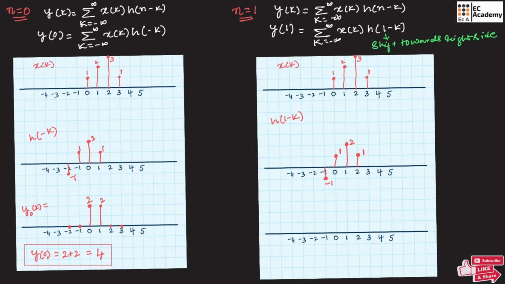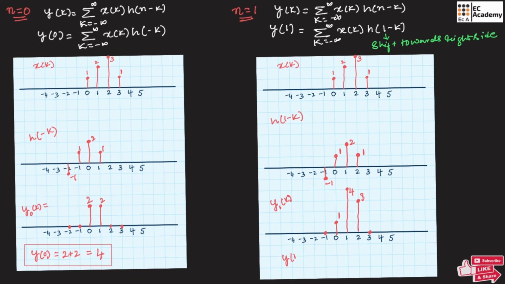Now if we multiply these two, minus 1 into 0 it will be 0. 1 into 1 it will be 1. 2 into 2 it will be 4. 1 into 3 it will be 3. And 0 into 1 it will be 0. So we got this value which is y1 of k.